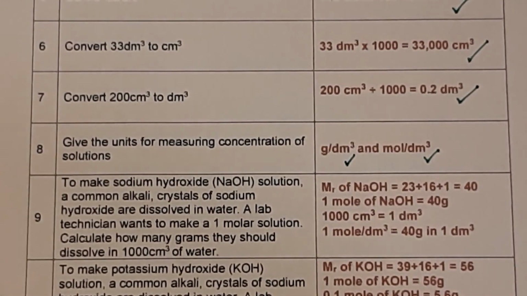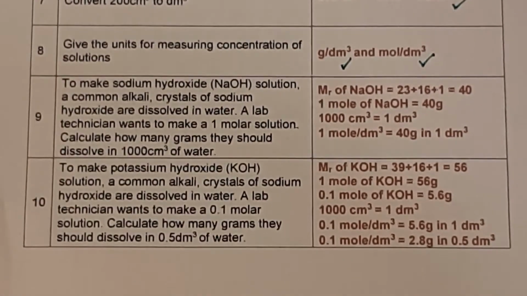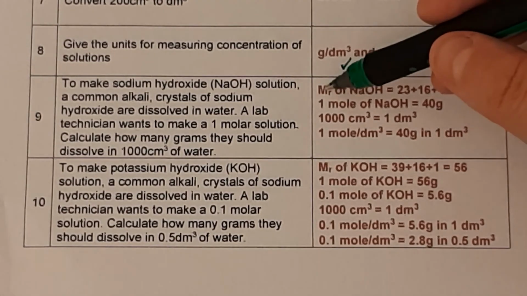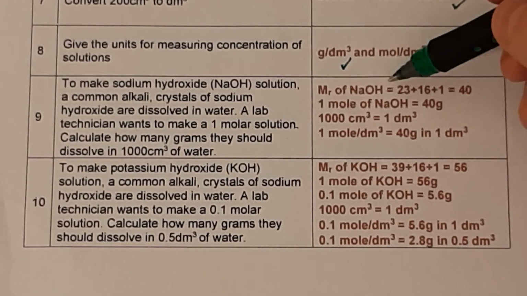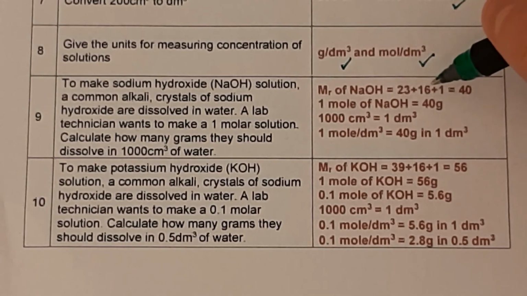Question 9. To make a sodium hydroxide solution, NaOH, a common alkali, crystals of sodium hydroxide are dissolved in water. A lab technician wants to make a 1 molar solution. Calculate how many grams they should dissolve in 100 centimeters cubed of water. So first of all, we calculate the relative molecular mass of sodium hydroxide. So that's 23 plus 16 plus 1, which gives us a total MR of 40.